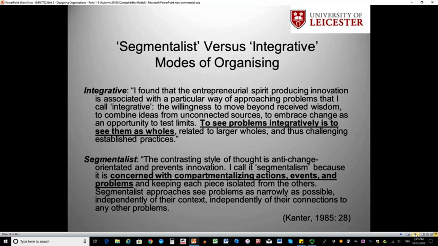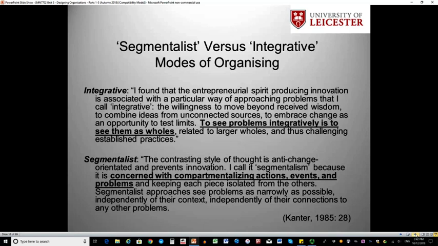Okay, just a couple of things to look at then before we finish part 2. Firstly, I want to talk very briefly about the segmentalist and integrative modes of organising. And at the start of part 2, I was talking about how there was quite a large overlap between the integrative mode and the organic mode, because both of them are focusing on seeing how you integrate the different parts so that they become a whole.